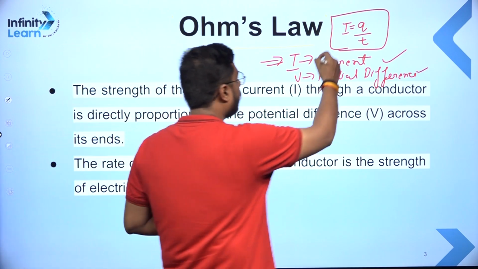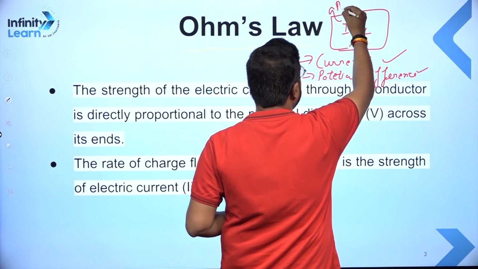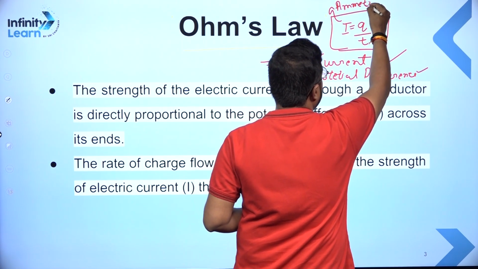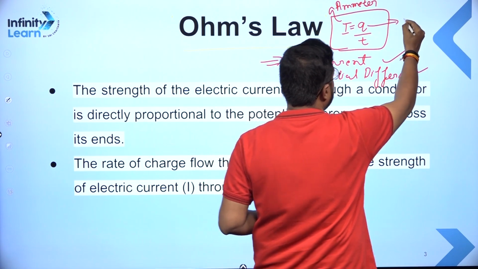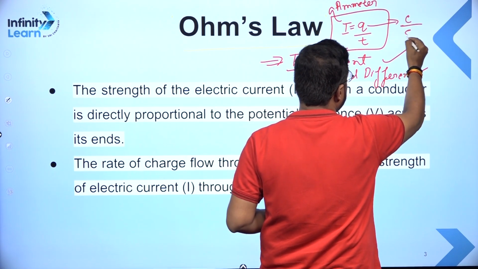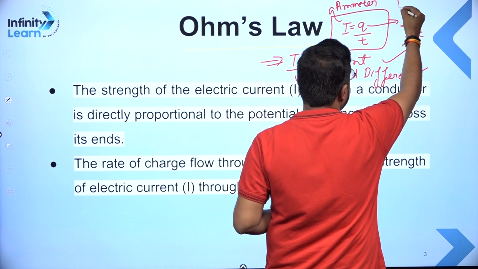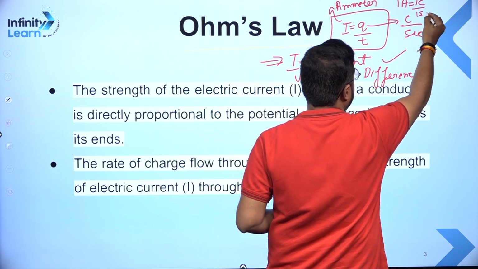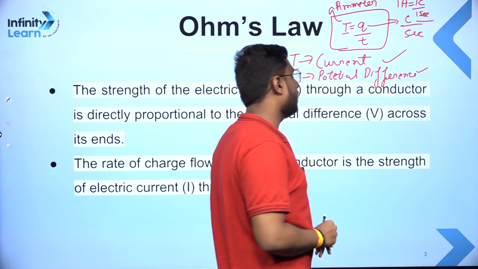The standard unit of electric current is the ampere. For charge, it is coulomb. For time, it is second. So from here I also get one thing: 1 ampere is equal to 1 coulomb per second. Okay, that is about electric current.